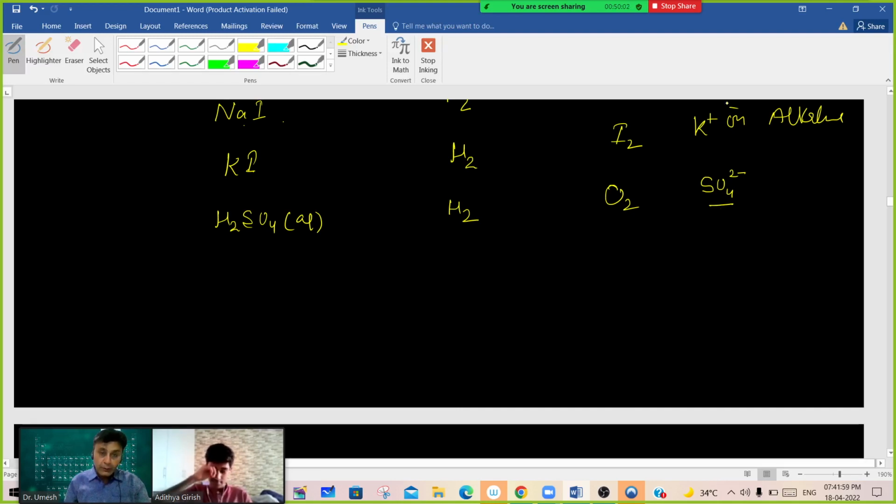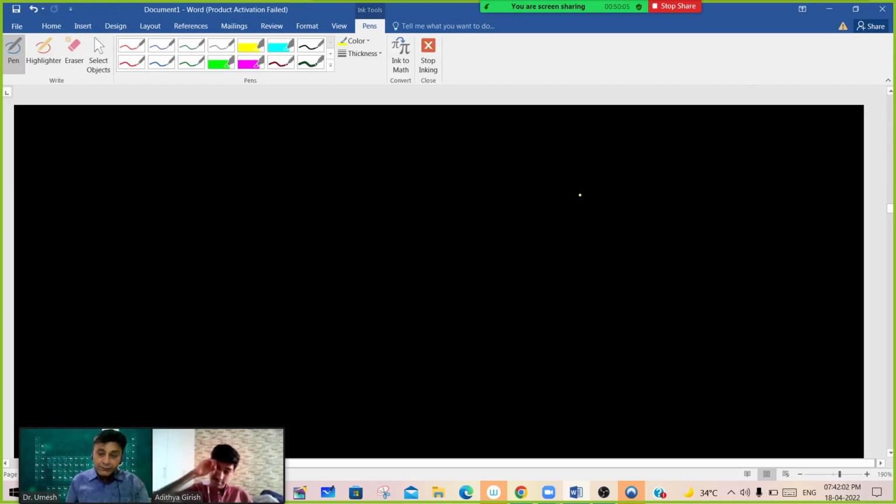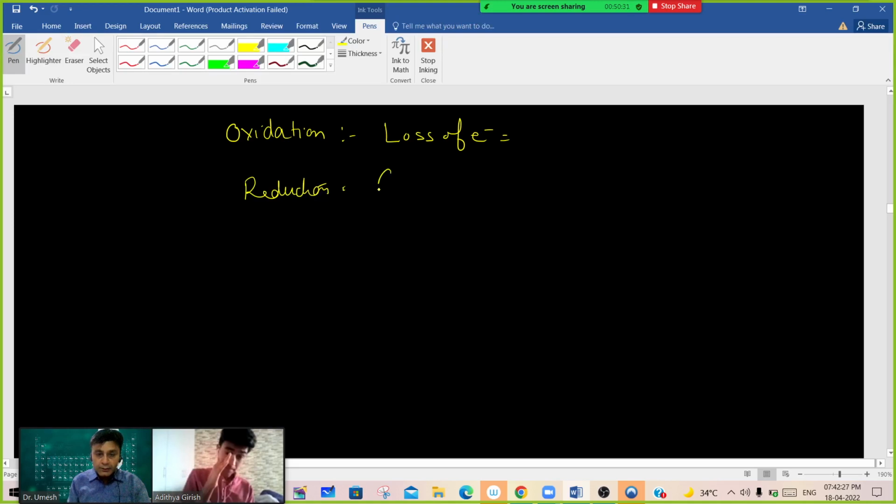Now I'll define what you mean by the words oxidation and reduction. Oxidation is loss of electrons, and reduction is gain of electrons. So if I say lead positive ion is gaining electron to become lead, then what is happening here?